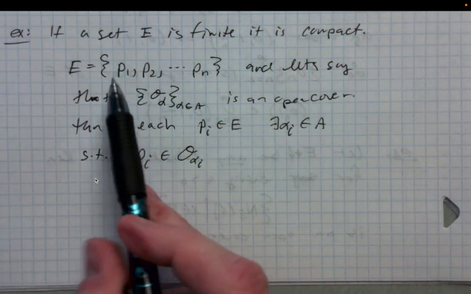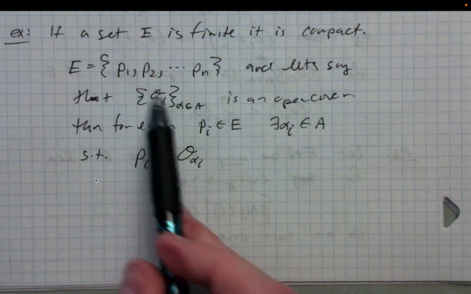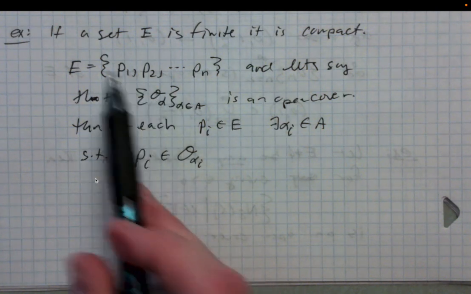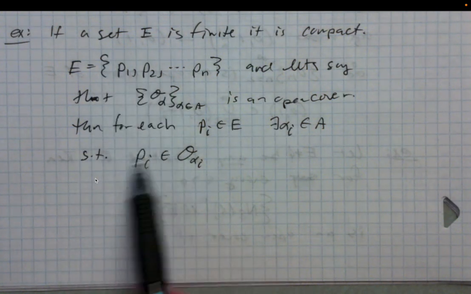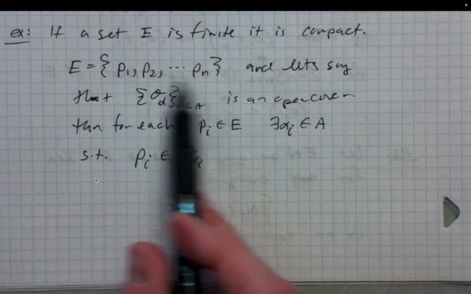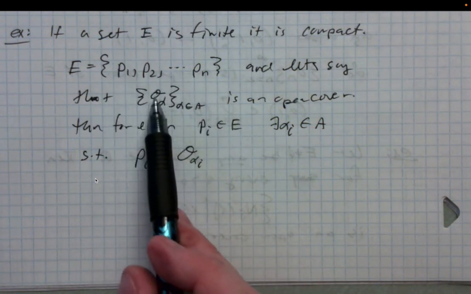All right, so P1 is going to fall into one of these, right? If this is an open cover, it has to be in one of these. It might be in lots of them, but it's at least in one. And that's true for all of these values. So all n of these are going to fall into at least one of these.